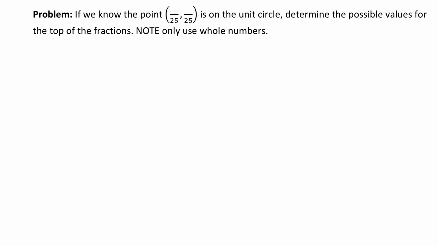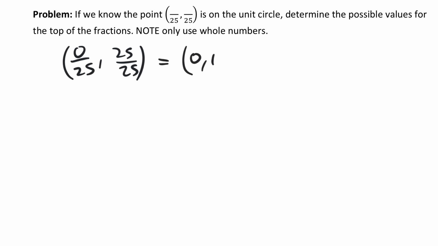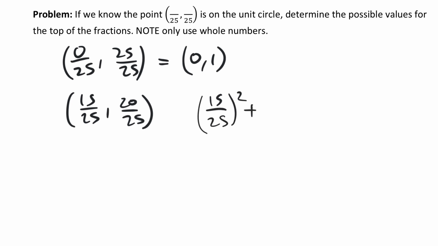All right, you might have been able to come up with a bit of a silly value. This is one that often jumps out to me. 0 over 25 and 25 over 25, because that would just be 0, 1. And that's definitely on the unit circle. But were there other values you were able to find using whole numbers? You might have found 15 over 25 and 20 over 25. Now, why does that work? Well, again, if we do 15 over 25 squared plus 20 over 25 squared, 15 squared is going to give us 225.